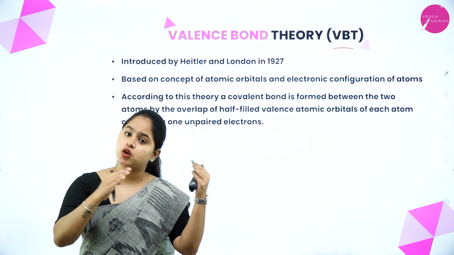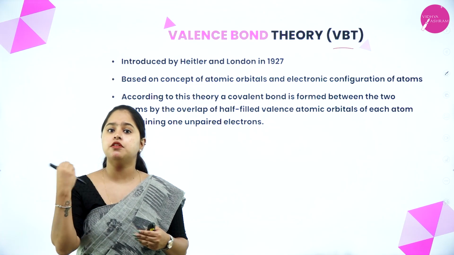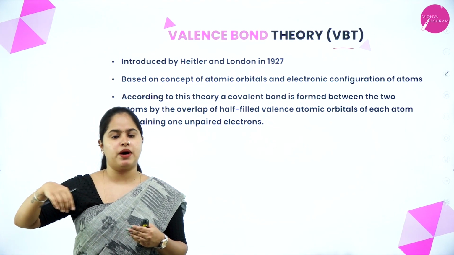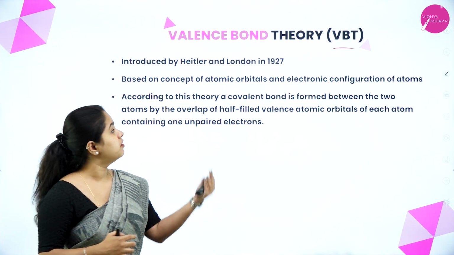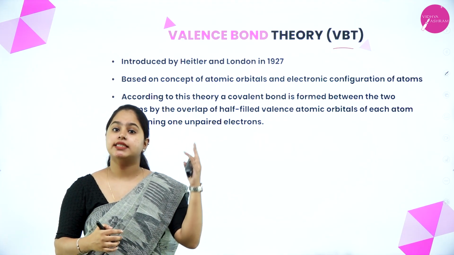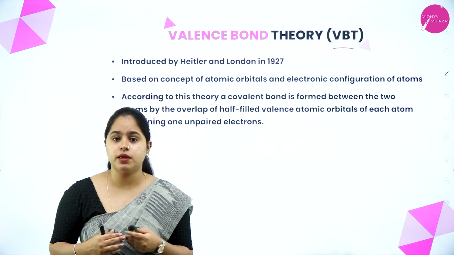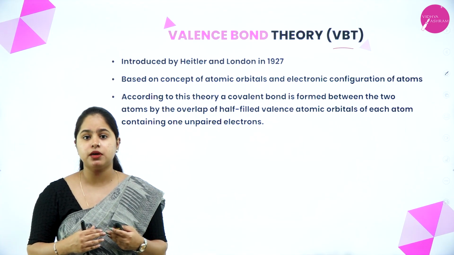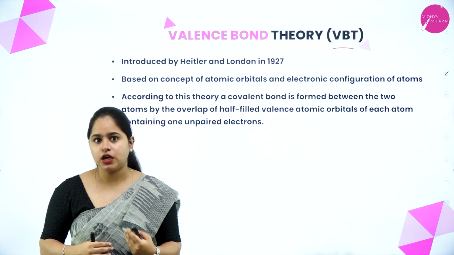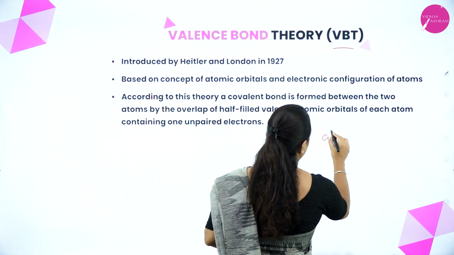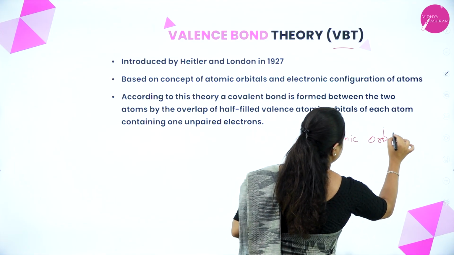It was based on the Bohr model of atom. That is, electrons will be revolving around the nucleus in fixed paths, in circular paths called orbits. It was based on that. But the valence bond theory, yes, it is based on the quantum theory. What did we study according to the quantum mechanical model of atom in the last chapter? Yes, that electrons are present in the atomic orbitals, right? Electrons are present inside atomic orbitals.